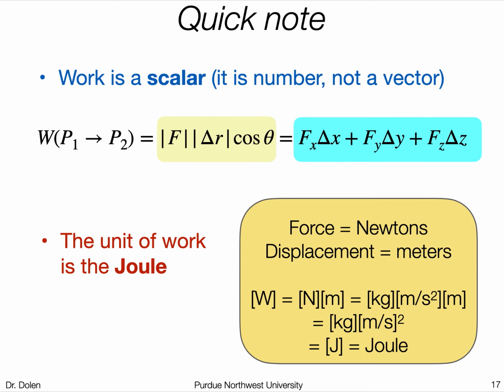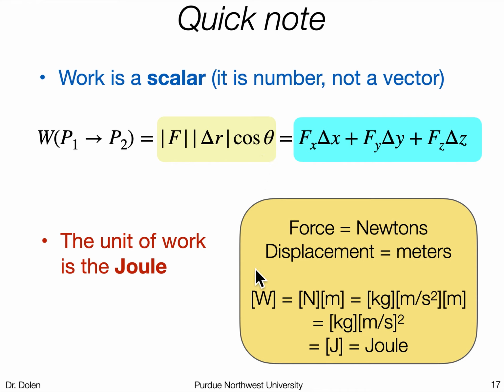Okay, so both of these can conceptually help you to understand the concept of work. And this may be a good opportunity to make a quick note about the units involved in work. First of all, work is a scalar. It's a number, not a vector, right? So our equation for work, either of these, is going to return just a number. It has no direction. And for the unit of work, we're going to define a new unit called the joule.